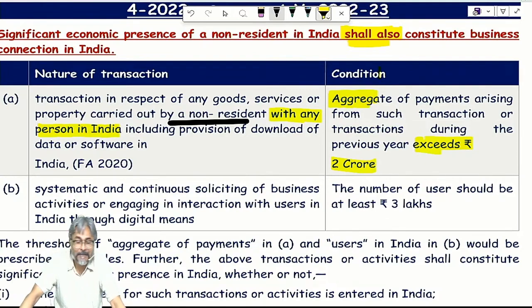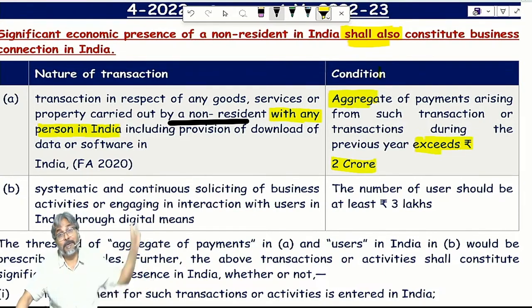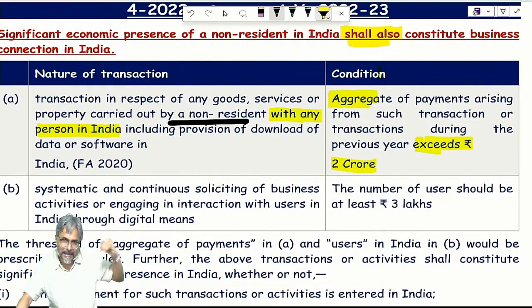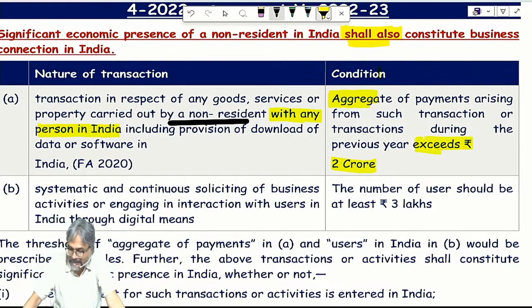For active business outside India, passive income should be less than 50% of the total income, up to 50% of the total income, or more than 50% of the total income. When would the business be considered as active? It is up to 50%. Means less than or equal to.